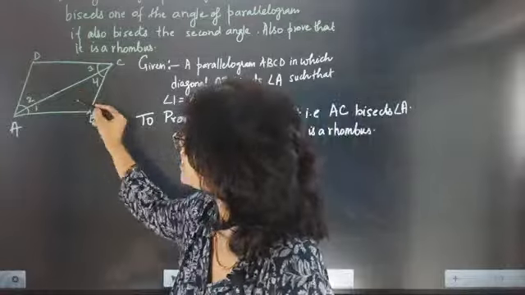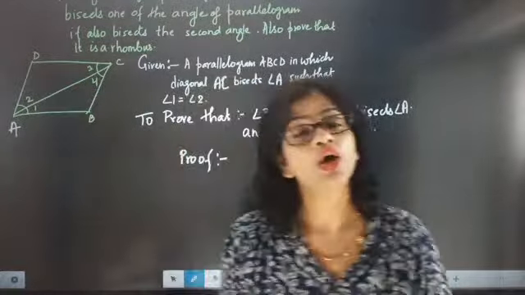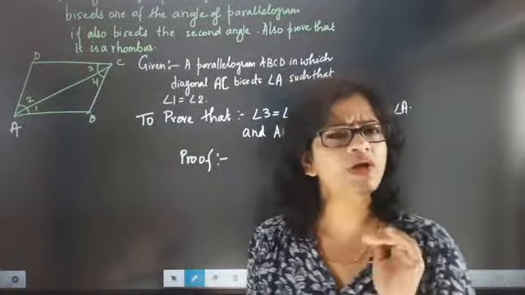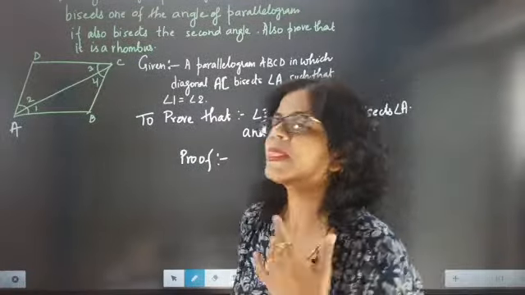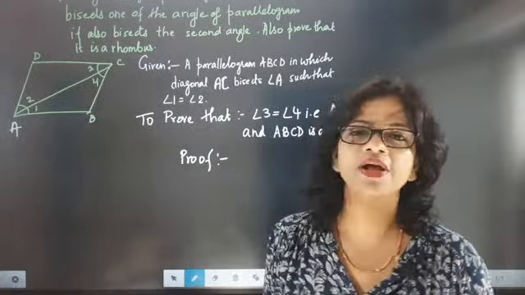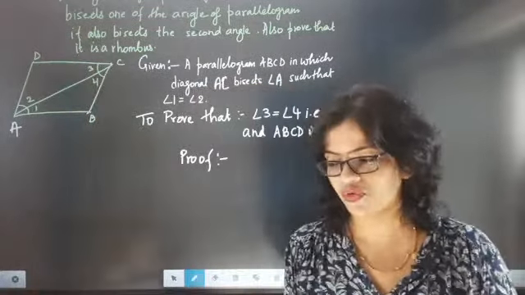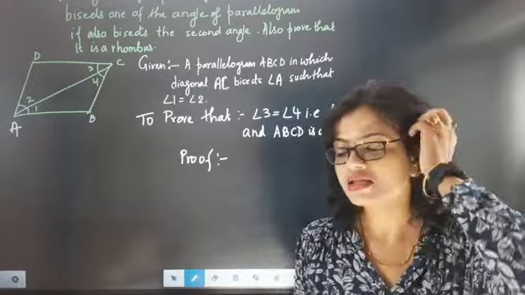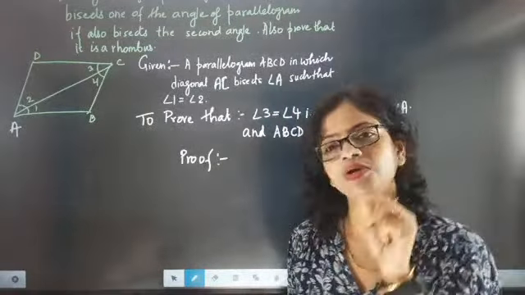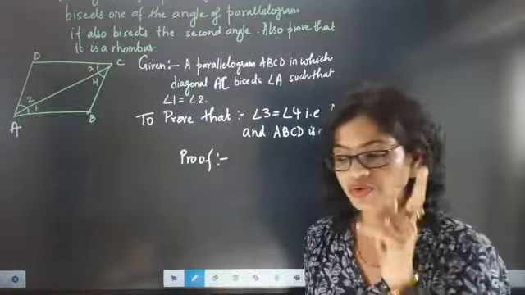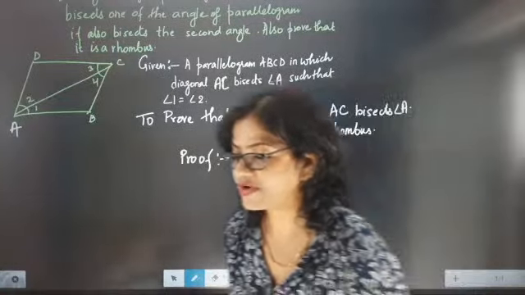First I want to prove these two triangles to be congruent. And once these two triangles are congruent, then I'm just going to use one small concept: by CPCT, I'll make angle 3 equal to angle 4. So this is my idea right now, that I want angle 3 to be equal to angle 4 by making the two triangles congruent. I hope you have understood this point.